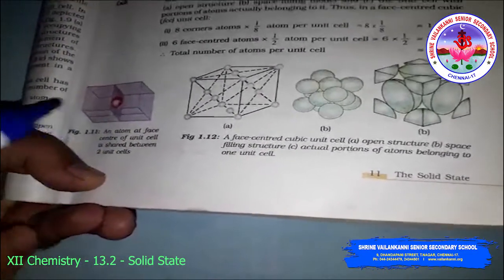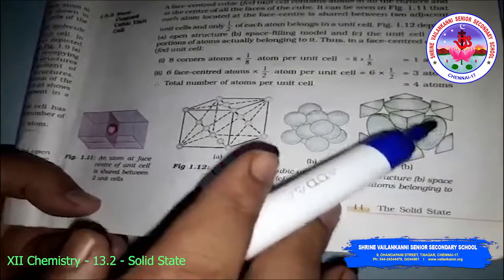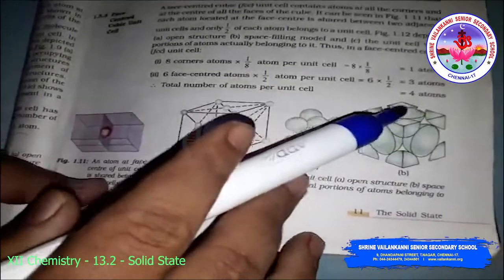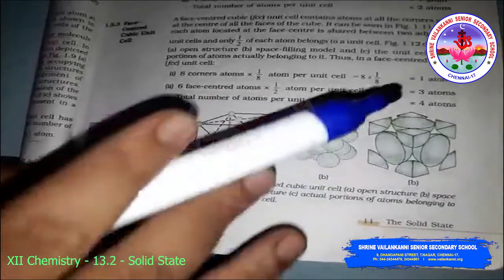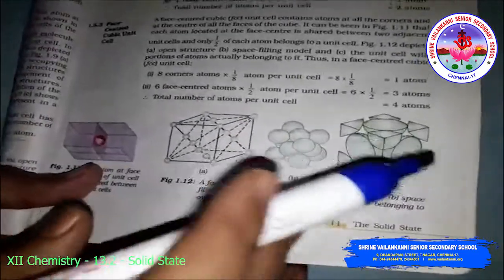So here an atom at the face center of the unit cell is shared between two unit cells. Look here, between the two unit cells, so here half and this is half. On the upper side half and the lower side also half, and the opposite side also half, and on all sides, sharing half per unit cell, half atom per unit cell.